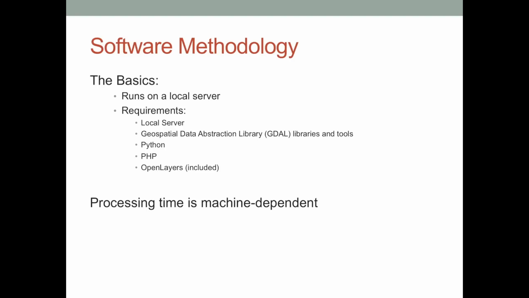On that server, you're going to need something like Apache. The Geospatial Data Abstraction Library, GDAL, which is a set of GIS toolkits. This is all built in Python, and so you need Python as well. PHP is what runs all the pages. And then finally, a lot of this relies on an OpenLayers library, which is, again, a GIS library that's JavaScript, but that's included when you download the open source package.